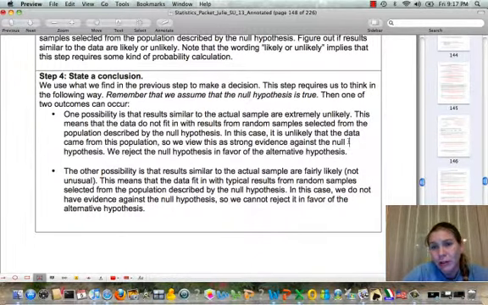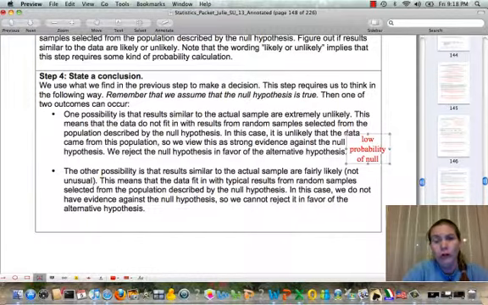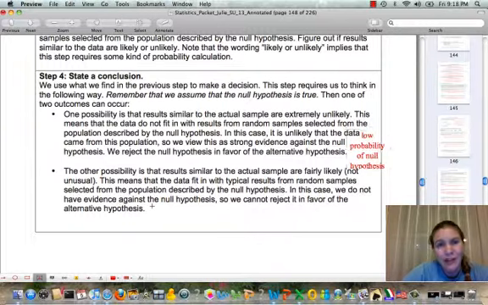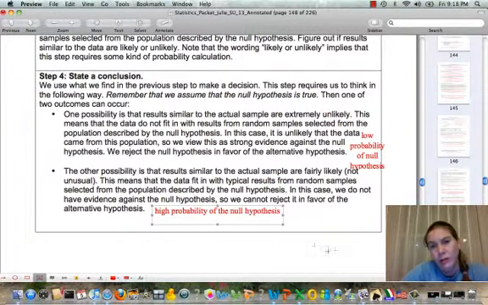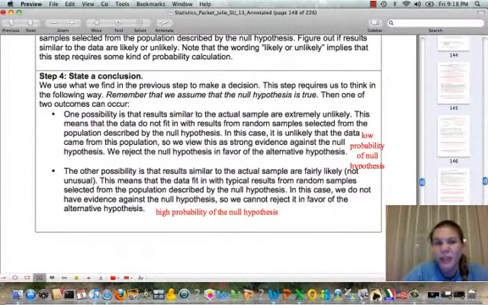So we can put some notes here. Let's see if this will let me mark it up. So the first possibility is low probability of the null hypothesis. And this second possibility is high probability of the null hypothesis. Okay, so if it's low probability, we say we reject the null hypothesis. If it's high probability, we cannot reject the null hypothesis.